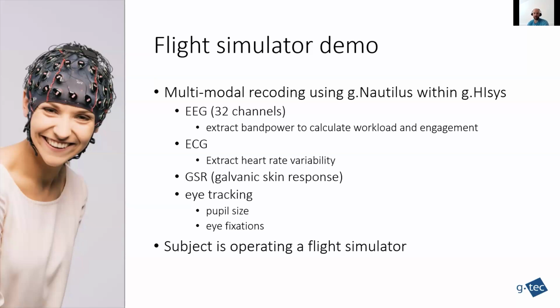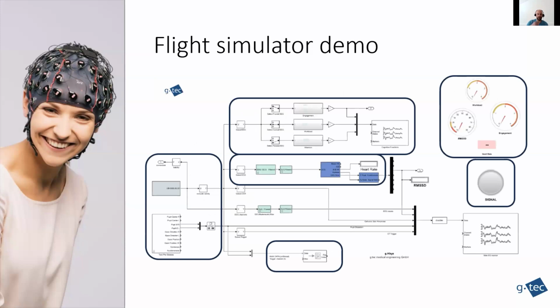For the ECG, we extracted the heart rate variability, and for the eye tracking, we extracted the eye gaze fixations and the pupil size. The subject was operating a flight simulator, and this was the model that we were using. Here we have the data acquisition, the amplifier, and the eye tracker device. Here we extract our EEG features and the ECG features. We save everything to a file.